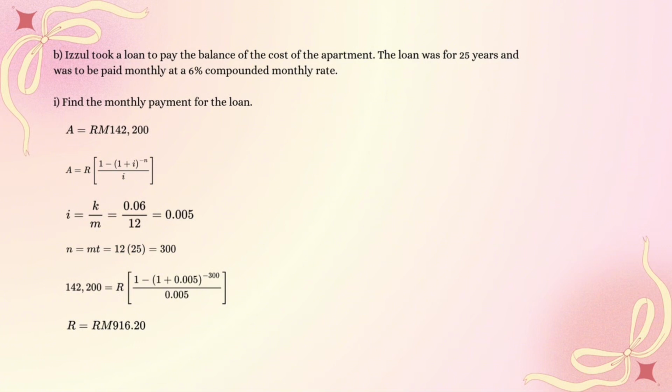So A is 142,200. A equals R times (1 minus (1 plus I) to the power of negative n) divided by I. 142,200 equals R times (1 minus (1 plus 0.005) to the power of negative 300) divided by 0.005. So the answer for R is RM 916.20.